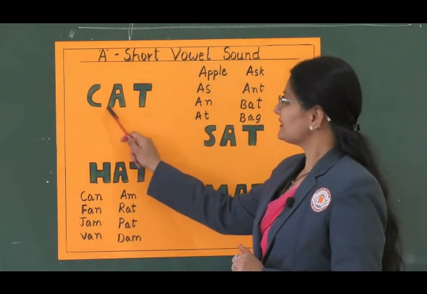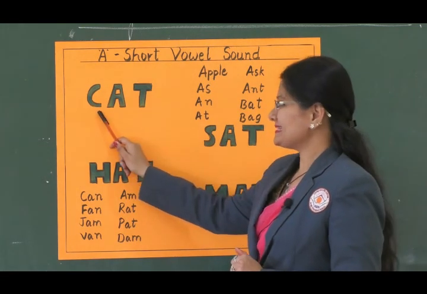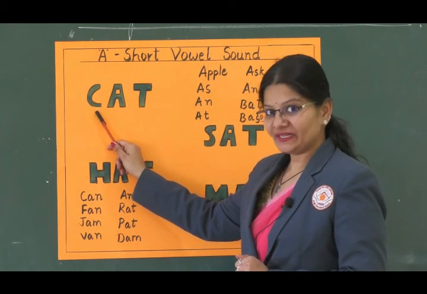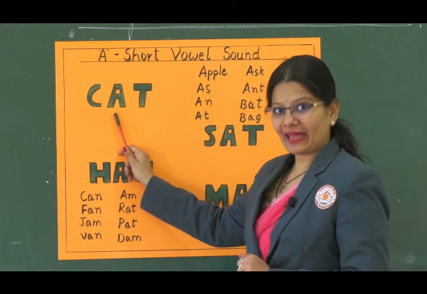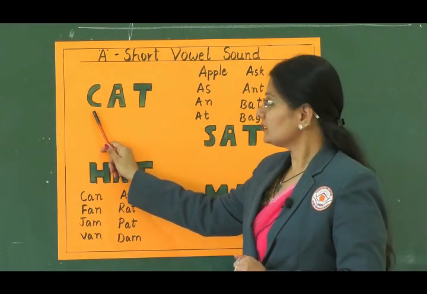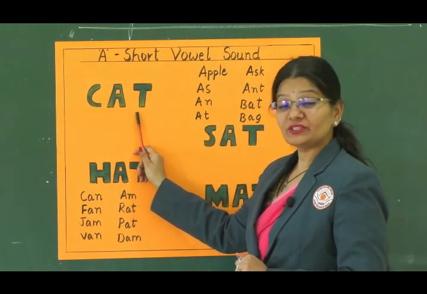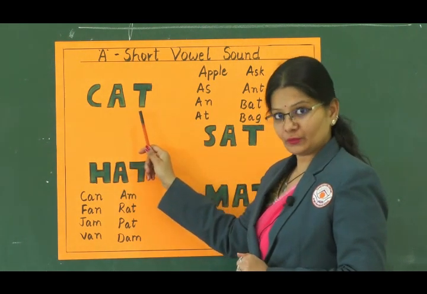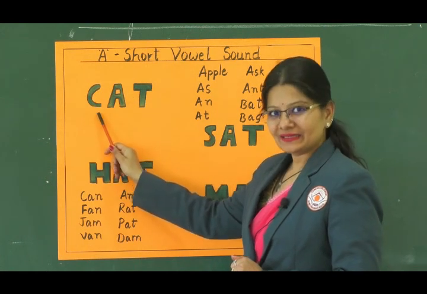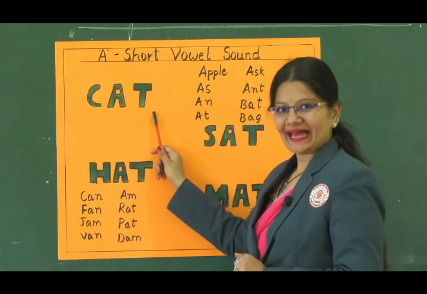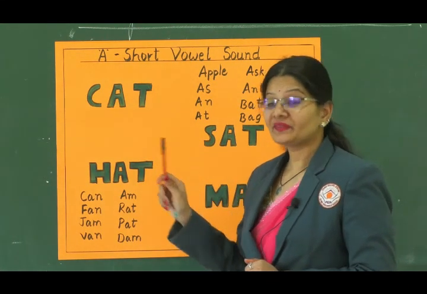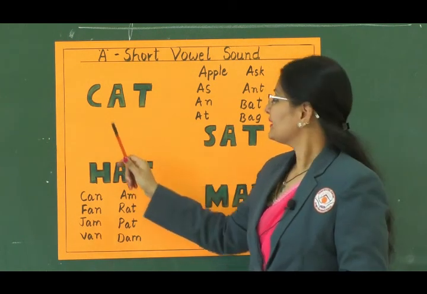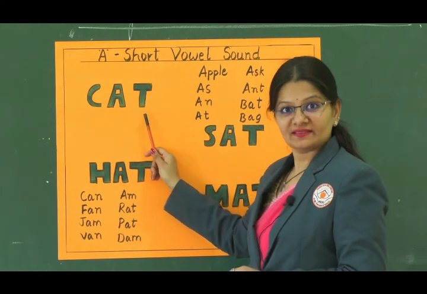Okay? So look at this word. It's C, A, T. What is the sound of C? K. Right? And what about the A? A. Can you repeat? K. A. Now, what about the T? It's T. Correct? Now, together, we're going to pronounce the word. K. A. T. Cat. Can you repeat now? K. A. T. Cat. One more time. K. A. T. Cat.